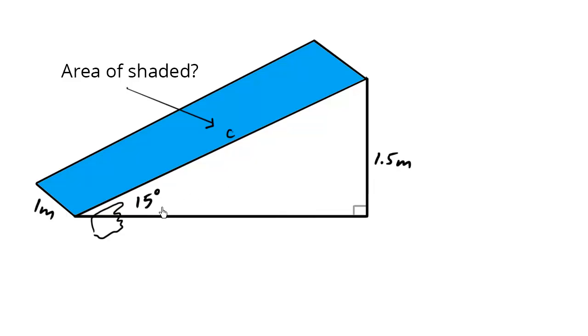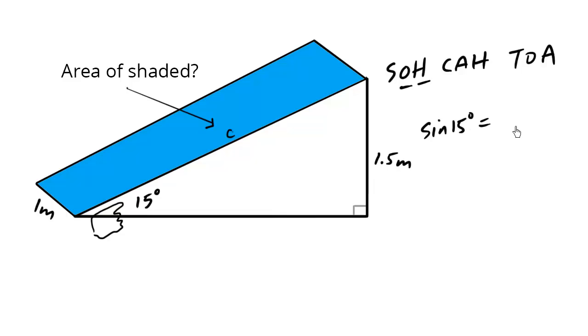We are interested in the opposite and the hypotenuse. It's a very good idea to write out our nice acronym, SOHCAHTOA. We're interested in the opposite and the hypotenuse. The opposite and the hypotenuse tells us that we're going to use sine. So the sine of the angle, 15 degrees, is equal to the opposite, which is 1.5 over here, divided by the hypotenuse, which is C.